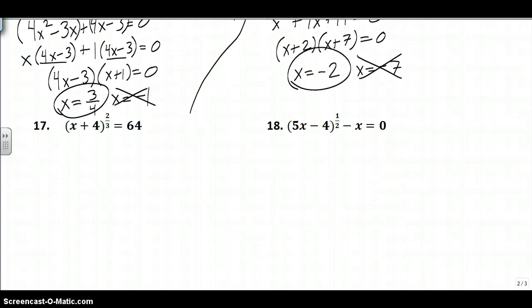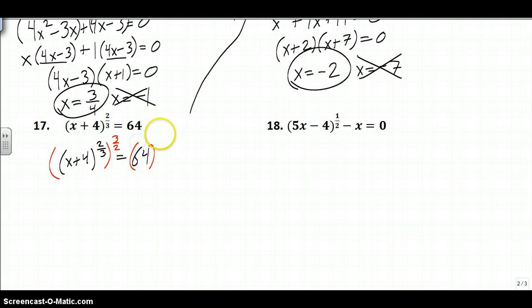All right. X plus 4 to the 2/3, there's two ways to do it. I'm going to handle it as an exponent because I feel like exponents are easier. Okay. I need to take both sides to the reciprocal power. So I'm going to take both sides to the 3/2 power. What happens here is these cancel out and you're just left with x plus 4. On this side, though, you have to take 64 to the 3/2. Now, remember, this is the same thing as the square root of 64 to the third.